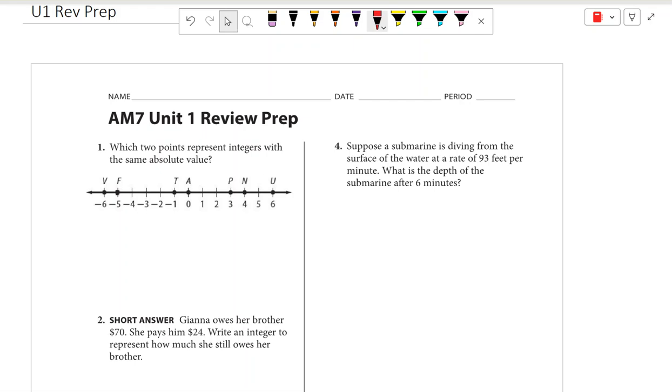But before we begin, make sure that you always put your first name, your last name, the date, and the period. Let's get started. Number 1.